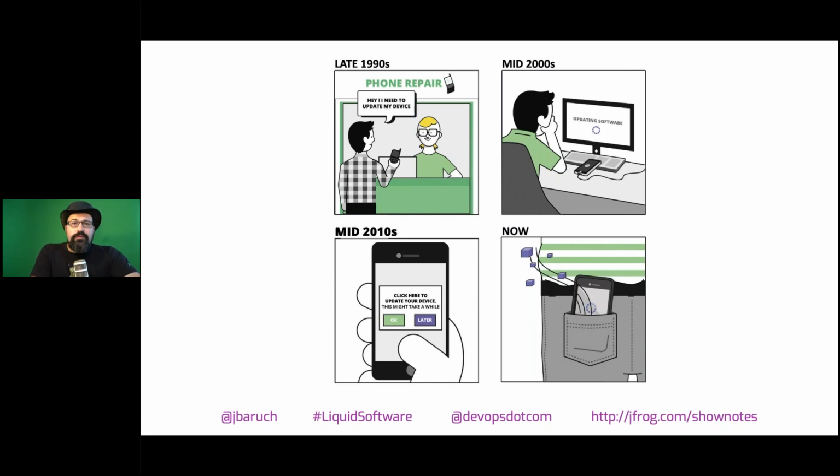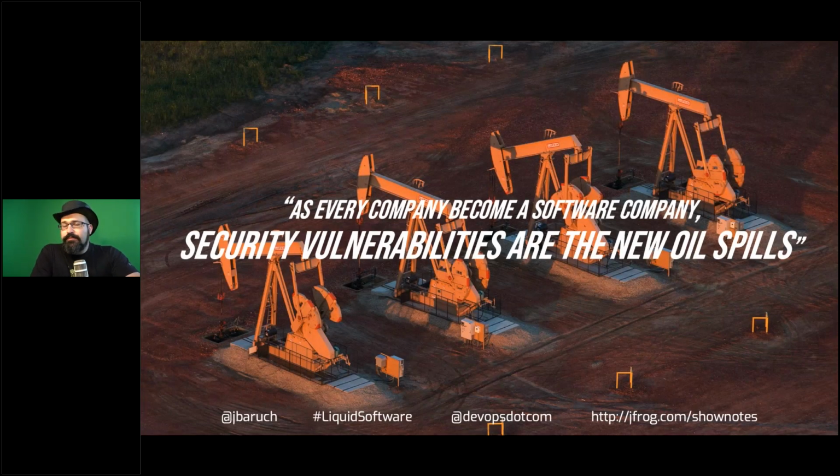Another good reason for software updates is security. Well, after what happened with the price of oil yesterday, I don't know if that's a good analogy anymore, but as we used to say, the software is the new oil, and as every company becomes a software company, security vulnerabilities are the new oil spills. Security vulnerabilities are the danger of the world those days, and it is a big deal.